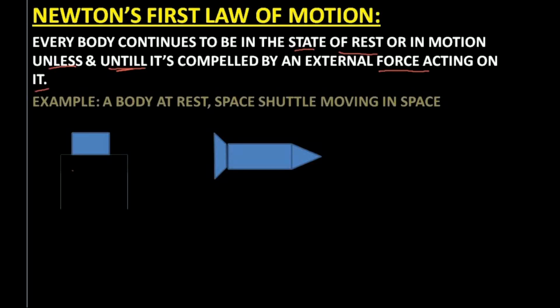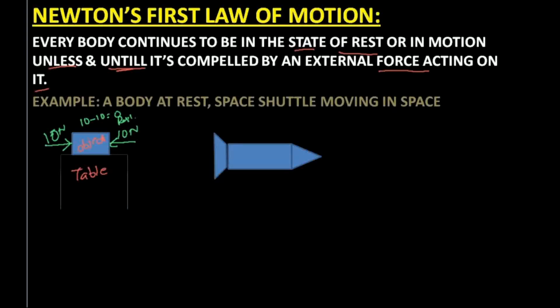Suppose consider this is a table and this is an object placed. It will be at rest. There is no net force acting upon this object, so it is at rest. Suppose a force of 10 Newton is applied from the right side, and a 10 Newton force is applied from the left side. So what happens? Each force that is opposite in direction gets cancelled, and the object will be in rest position only.